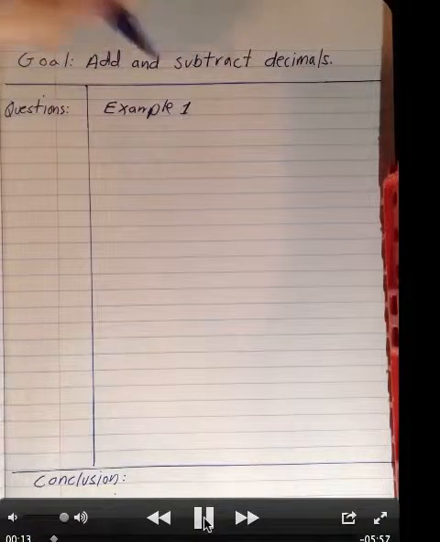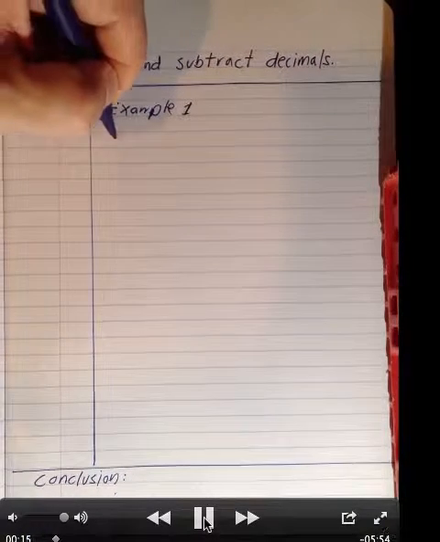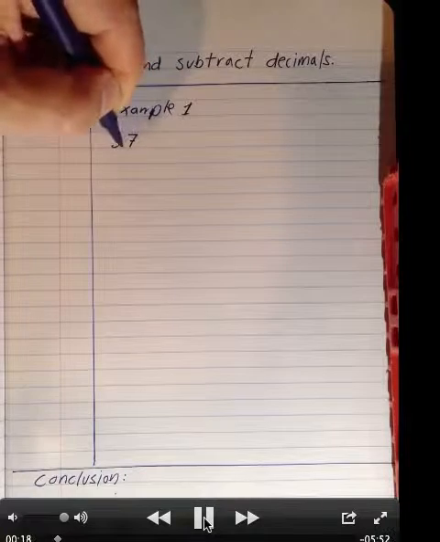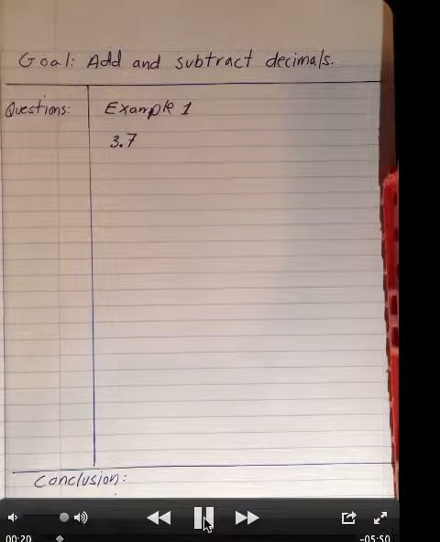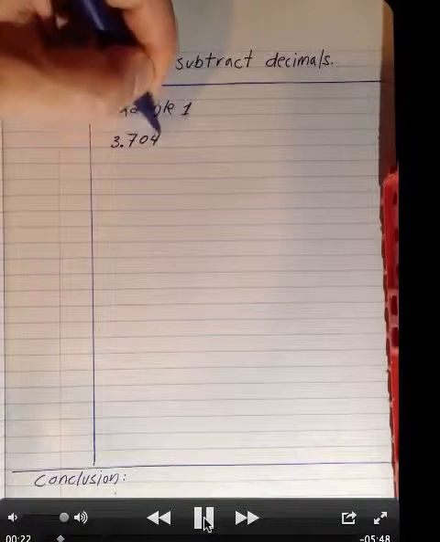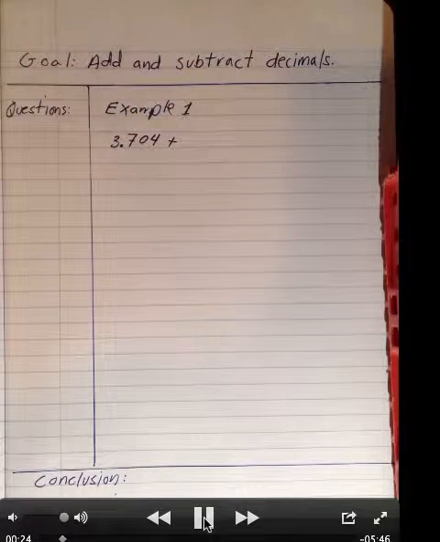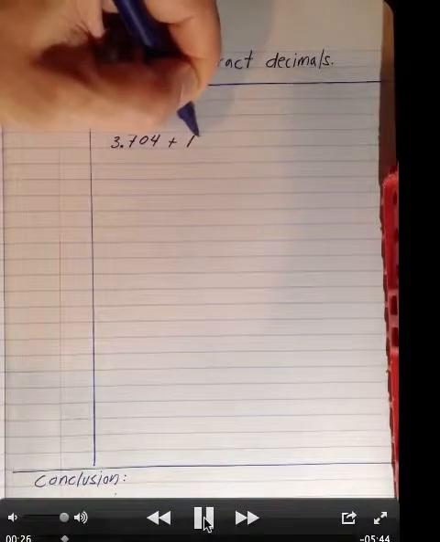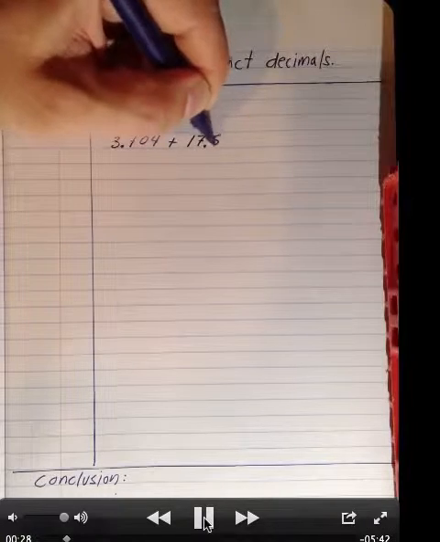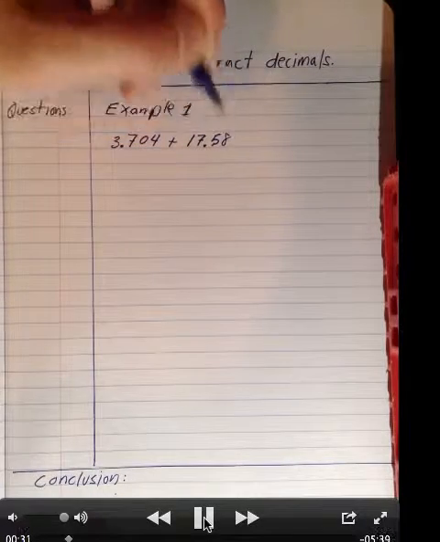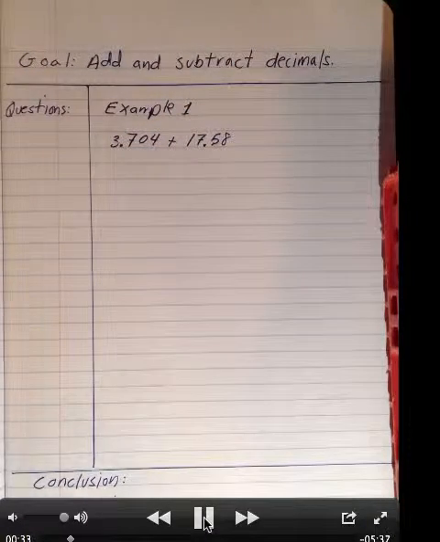The main thing when adding decimals is that you have to line up the decimal point. So our first example is 3 and 704 thousandths plus 17 and 58 hundredths.